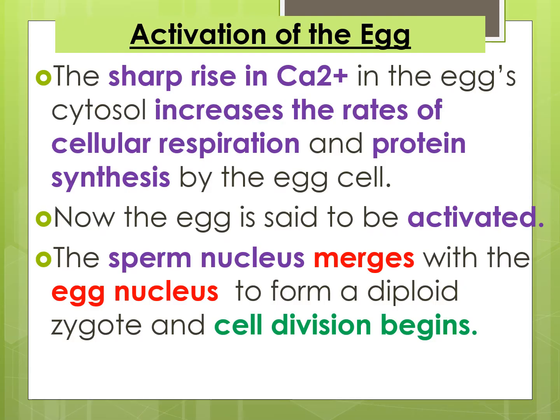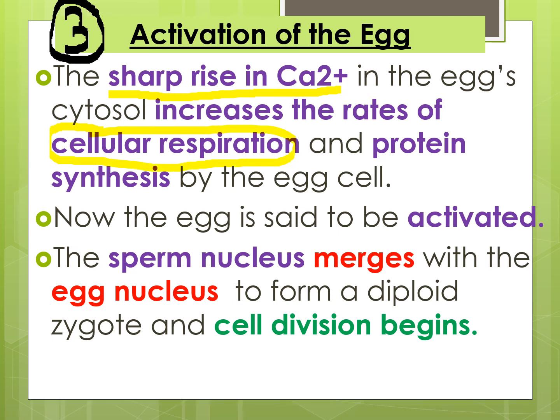And then we come to our third and final phase of fertilization, called the activation of the egg. And it does not occur after the process of the cortical reaction. It occurs while the cortical reaction is taking place and finishes after the cortical reaction. So that's why we dedicate a separate phase to it. And as a result of the sharp increase in your calcium ion concentration, this increases the process of cellular respiration and the process of protein synthesis.